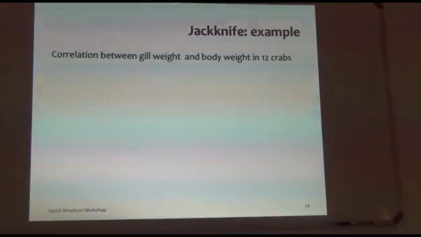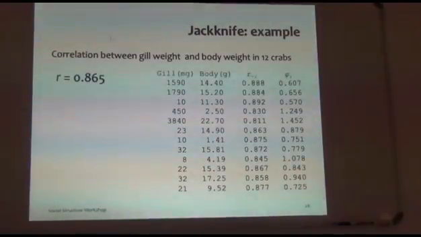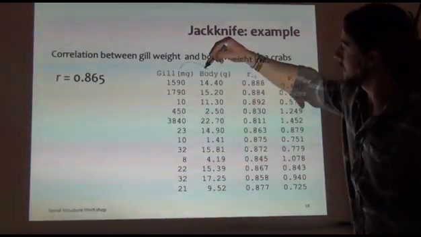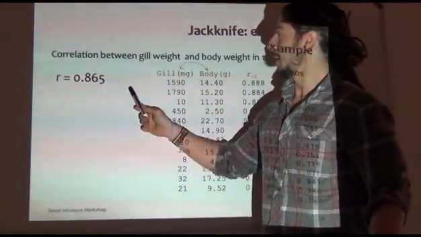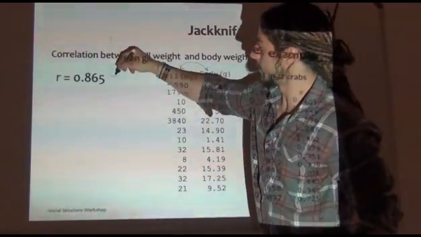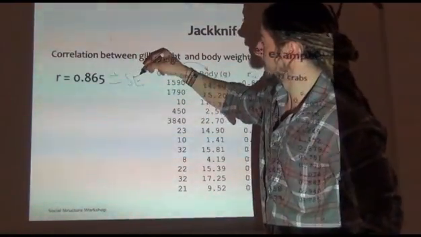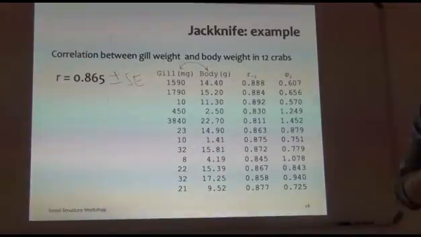Okay. So let me give you an example with gill weight and body weight in crabs. This is the correlation of gill with body weight, and we got this value. We want to add a standard error to this, so a measure of precision. So how can we calculate that?